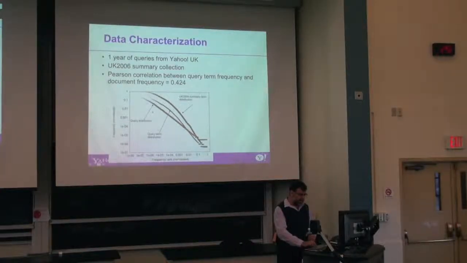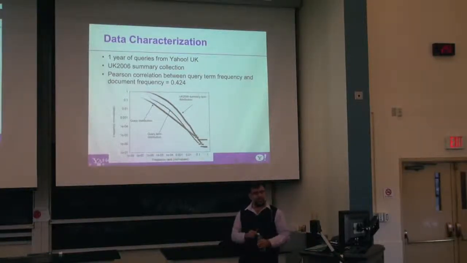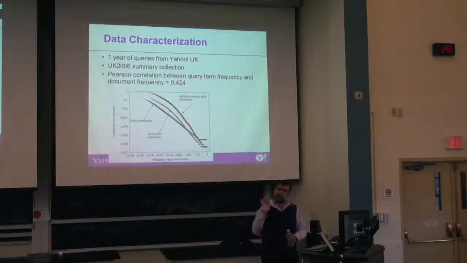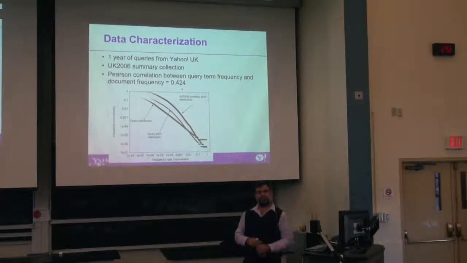So for example, here you see the query distribution, it's a perfect power law. Here you see the query term distribution, more bias, another power law, and here you see the term distribution in the document collection. You see it's almost the same power law. So interesting, the distributions look similar, worse in queries, worse in the content. However, the correlation is low, 0.4.